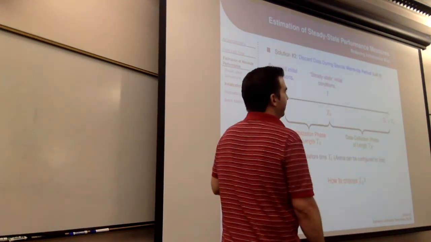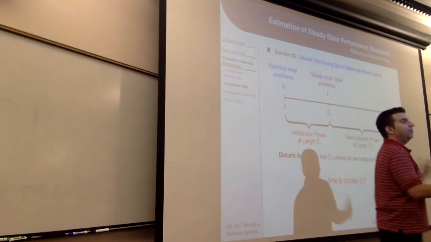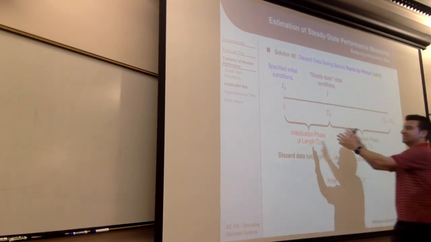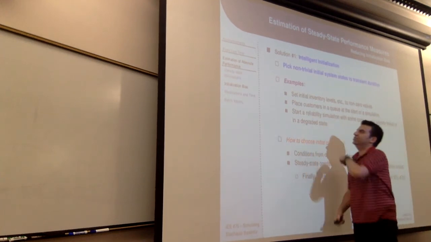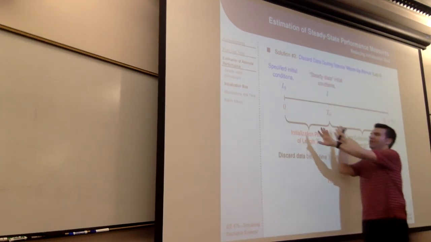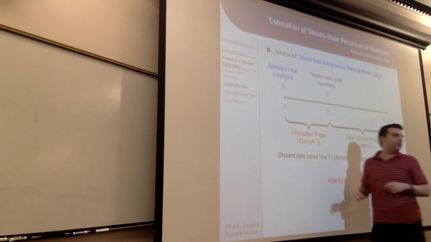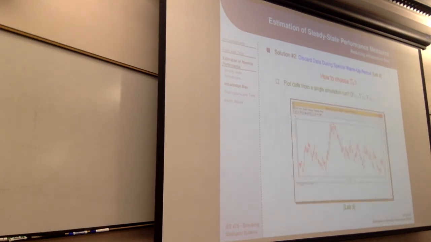But what you did in lab 9 was to figure out this warm-up period. If you do the intelligent initialization, you hopefully will be able to throw away less time. So you want to do them both. How do I come up with intelligent initial conditions and then figure out how much data to throw away? If I've done this step right, then maybe I won't have to throw away this much data. And so how do we choose how much data to throw away? You went through a couple of different ways to do that in lab 9.